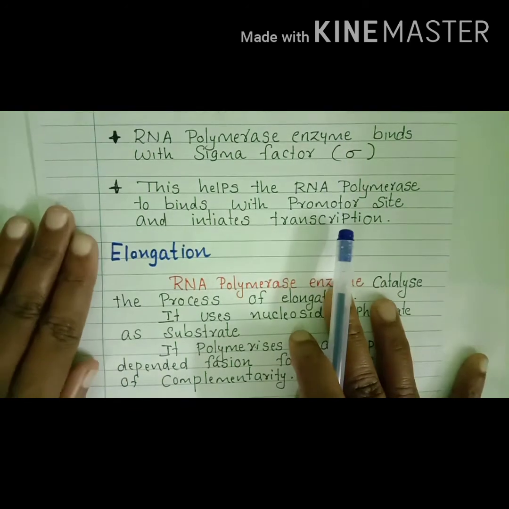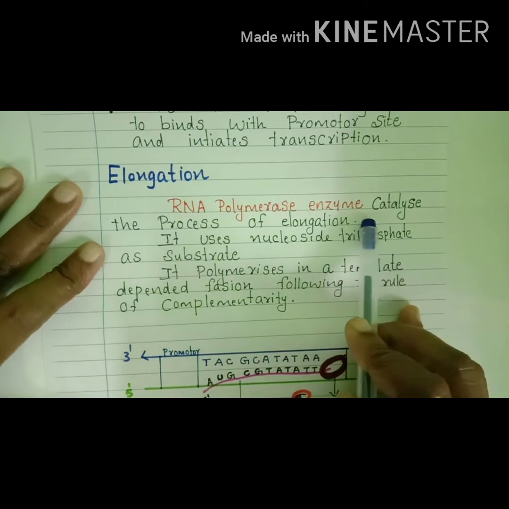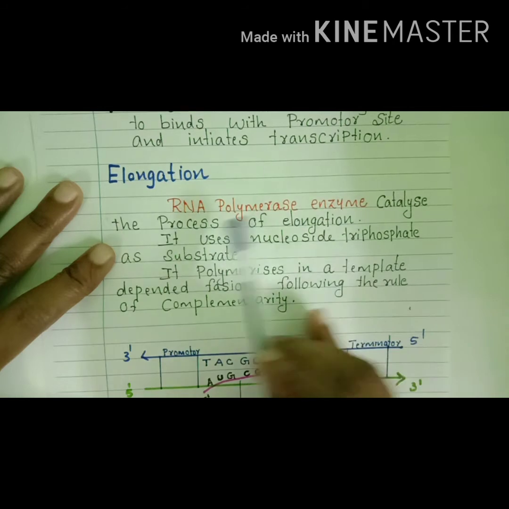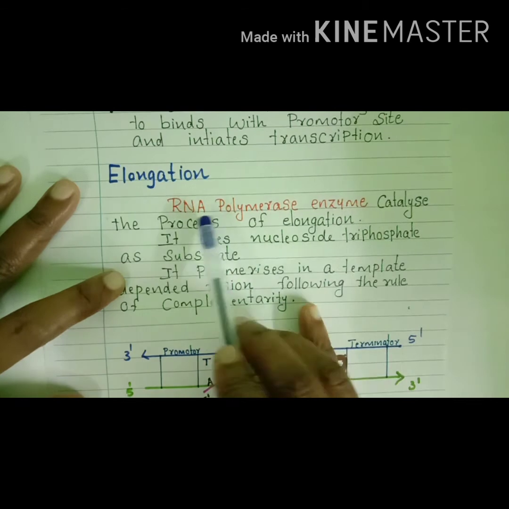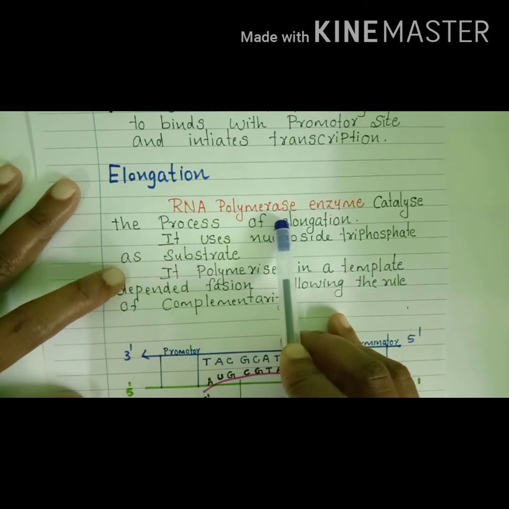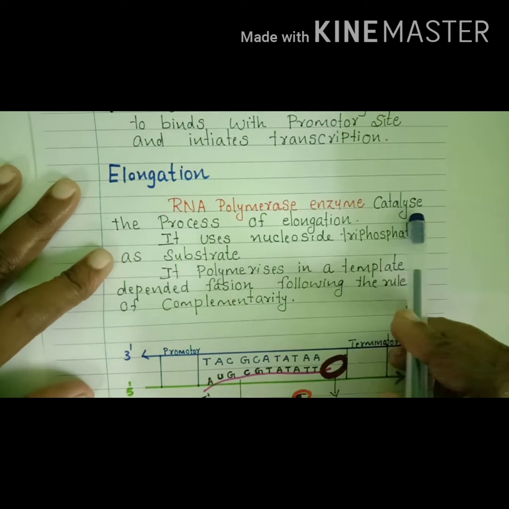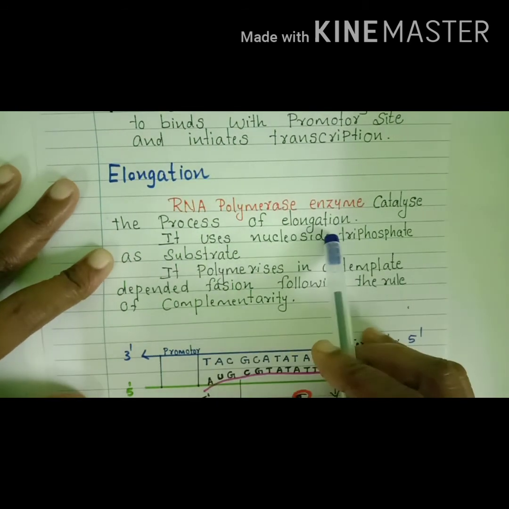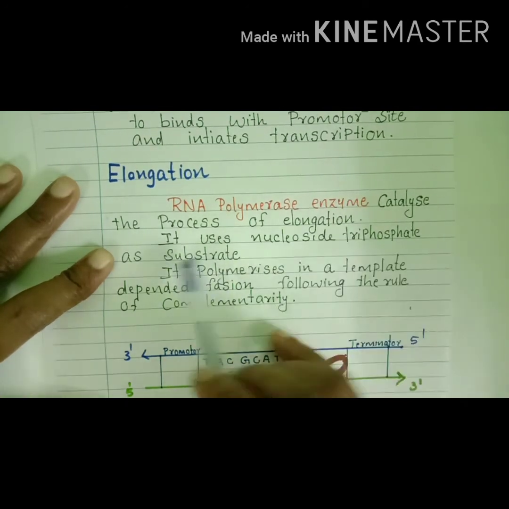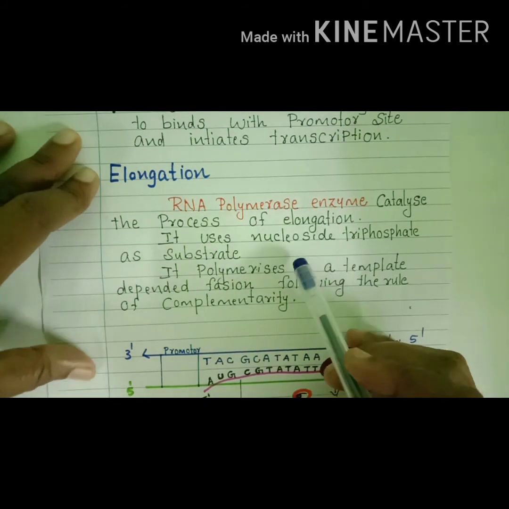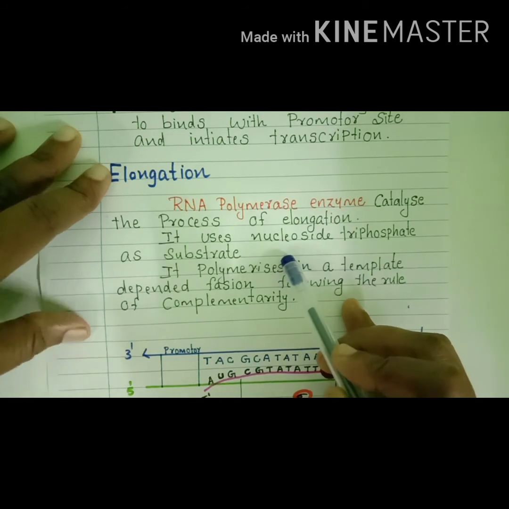The next step is elongation. The word indicates that a new mRNA is forming. During elongation, the RNA polymerase enzyme catalyzes this process. Elongation is catalyzed by the enzyme RNA polymerase, otherwise called a DNA dependent RNA polymerase. It uses nucleoside triphosphate as substrate. We have already studied 4 types of nucleoside triphosphate, as it is the synthesis of RNA.